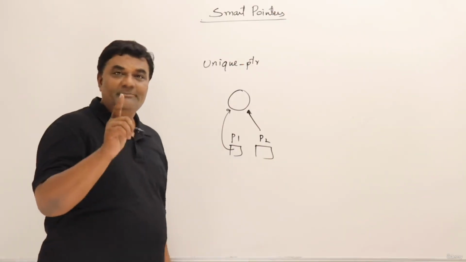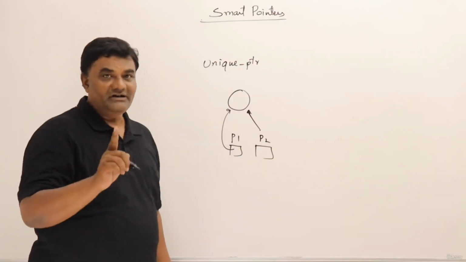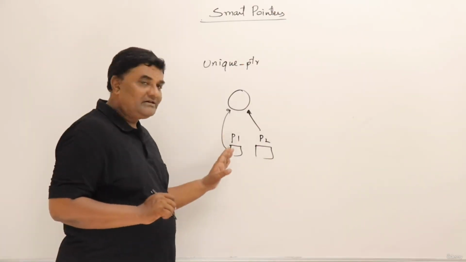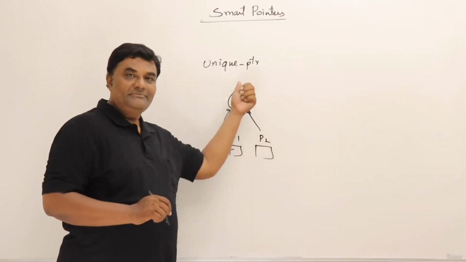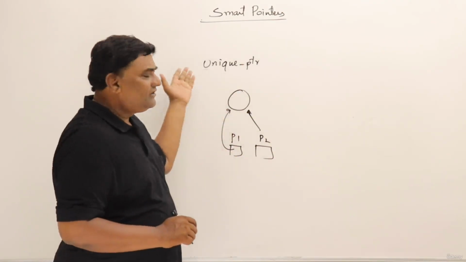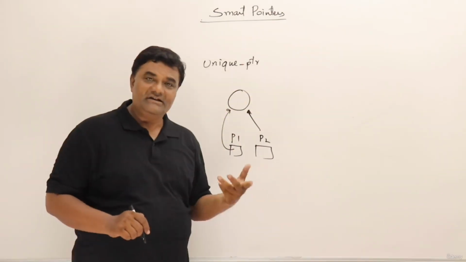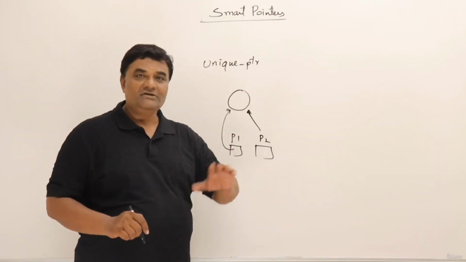So unique pointer means upon an object at a time only one pointer will be pointing. So we can move the pointer P1 to P2. So we can hand it over to P2. So P2 will be pointing to the object. So just now we saw a rectangle object. To that object we can have just one pointer, either P1 or P2.